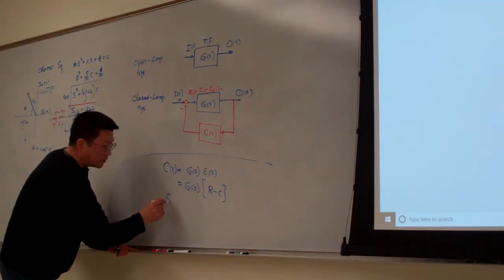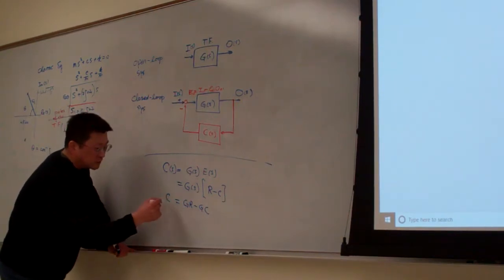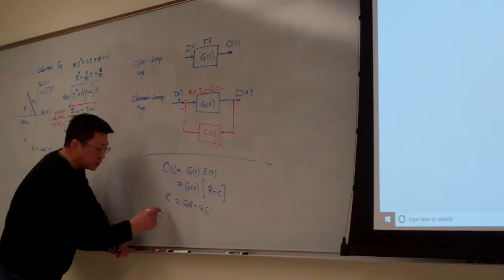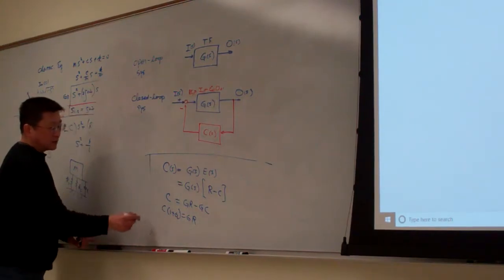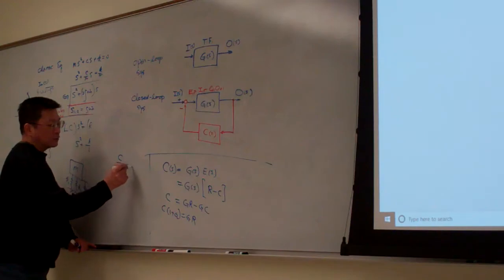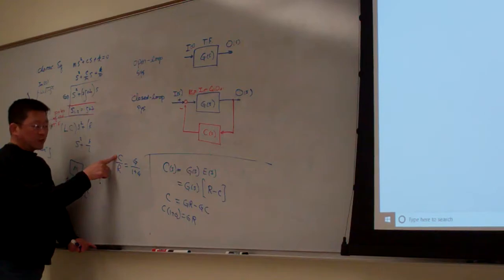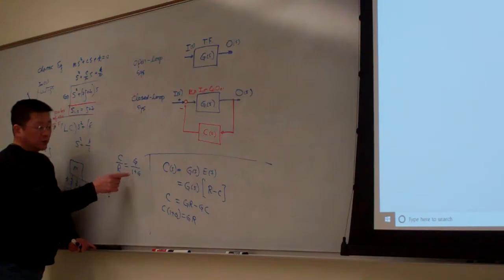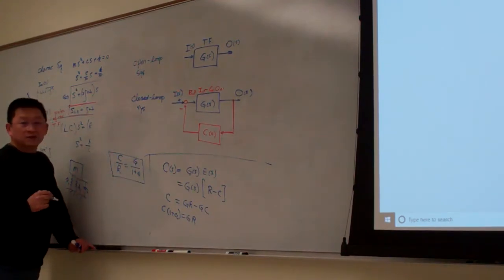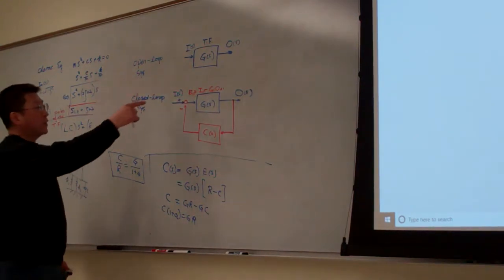So therefore, from here let me rearrange: GR minus GC. Here we have two C's, so let me rearrange. I move this one, C times (1 plus G) equals GR. So let me write it up here. Therefore C over R equals G over (1 plus G). C is our system response output, R is our demand, our command, our input. So this is our transfer function, G over 1 plus G.